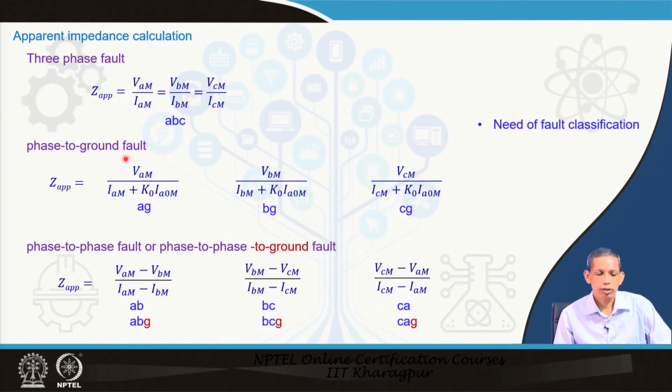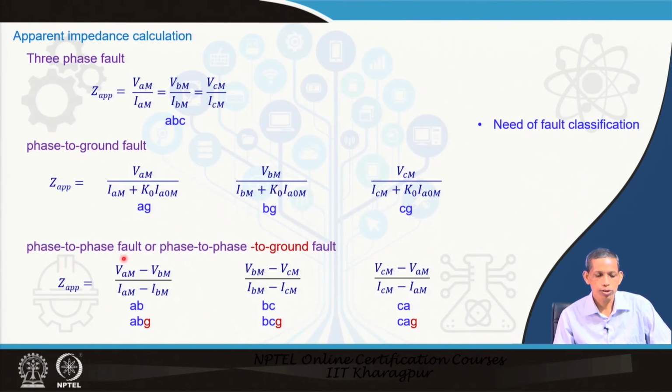For a phase to ground fault, AG, BG or CG, we know that Z apparent equals VA upon IA plus K naught I naught, VB upon IB plus K naught I naught, and VC upon IC plus K naught I naught for the CG type of fault.